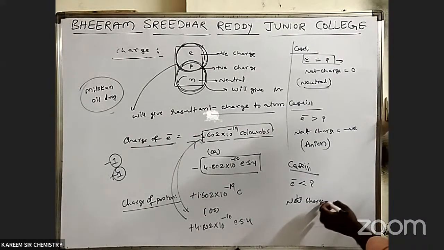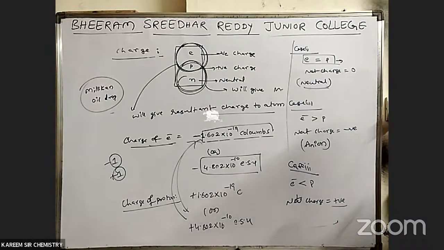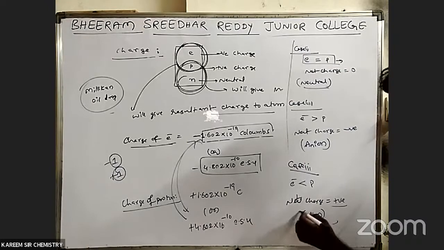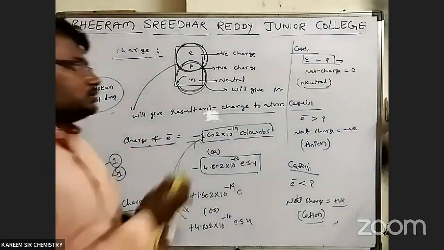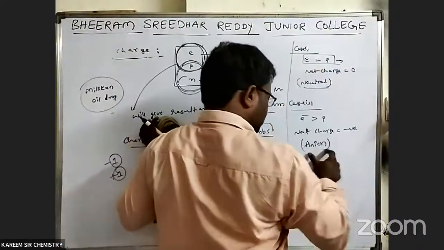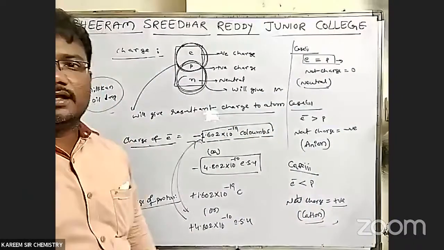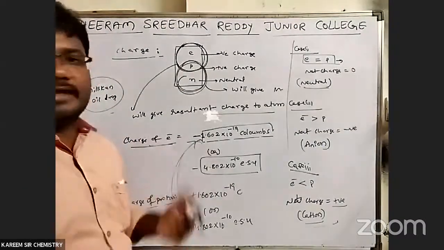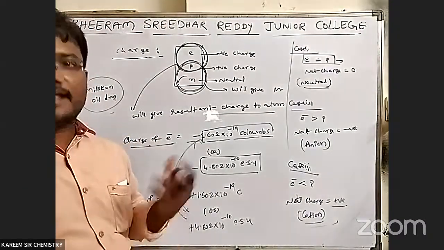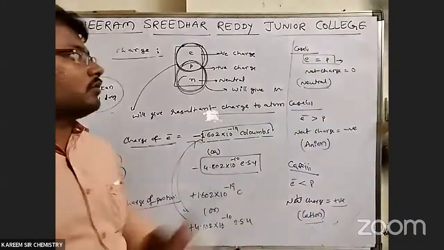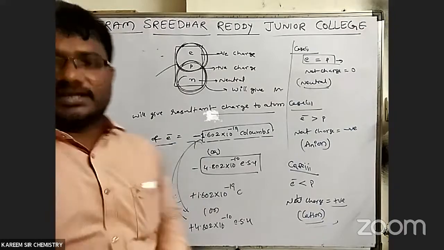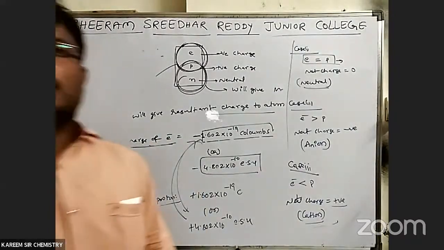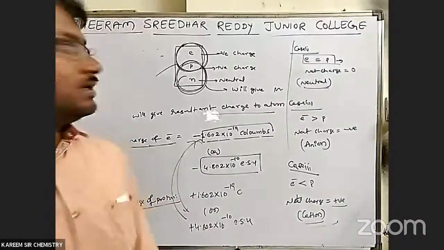will be positive. So the resultant is a cation. So the resultant atom we can take is the ion, that is the cation. Okay. So neutral, anion, cation. Now how can we calculate the charge on a cation, charge on an anion? This is a very simple thing, and it is very helpful for higher classes.